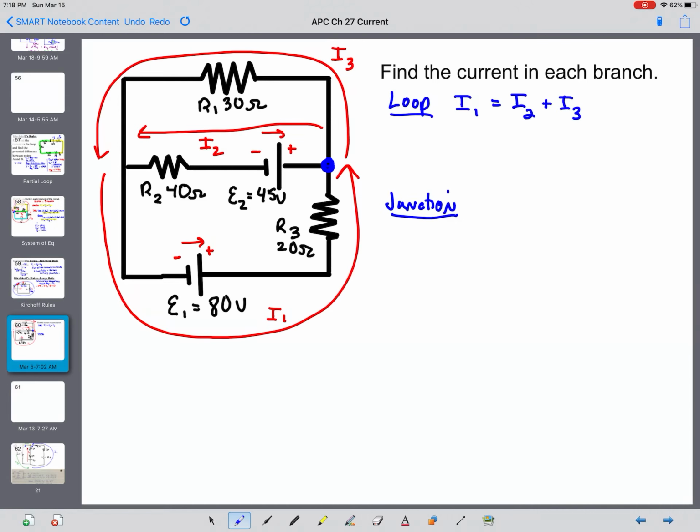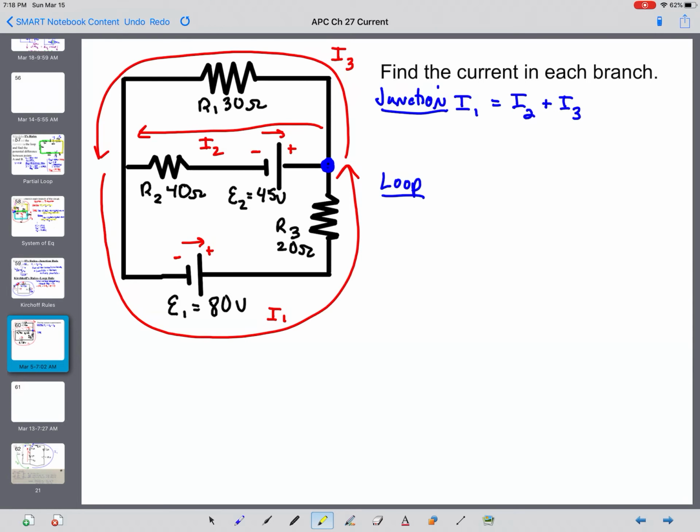By the, hold on one second, I'm going to move loop and junction around. That's a little bit better. So 1 by the junction rule, 2 by the loop rule. Now, by the loop rule, I'm going to do the top loop and the bottom loop.